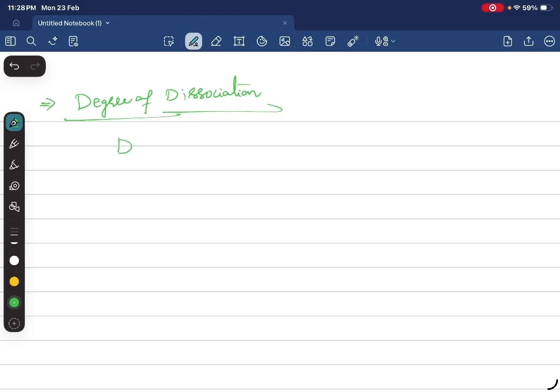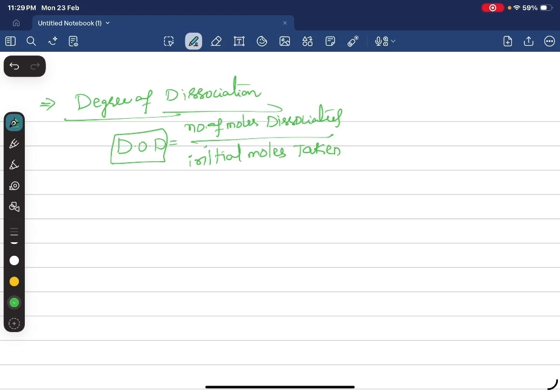So degree of dissociation, we can write it as DOD. It can be written as number of moles dissociated by number of initial moles taken. If it is a strong electrolyte, whatever moles we take, that completely dissociates, so the degree of dissociation is 1 for strong electrolytes. So different cases we can write for the students.